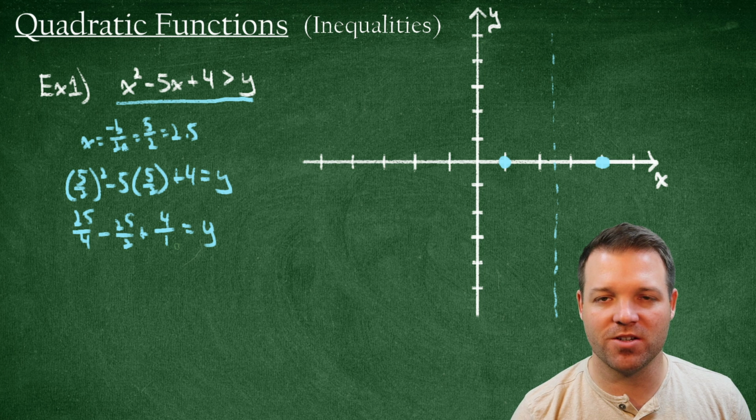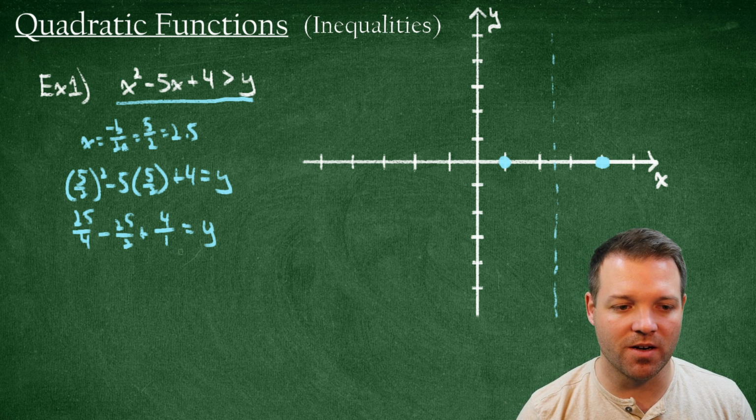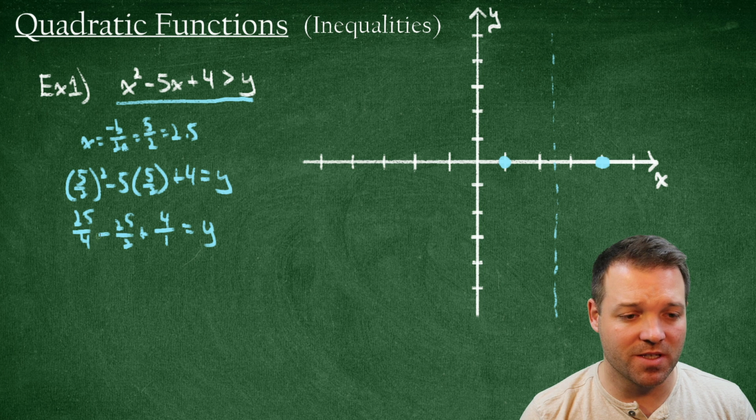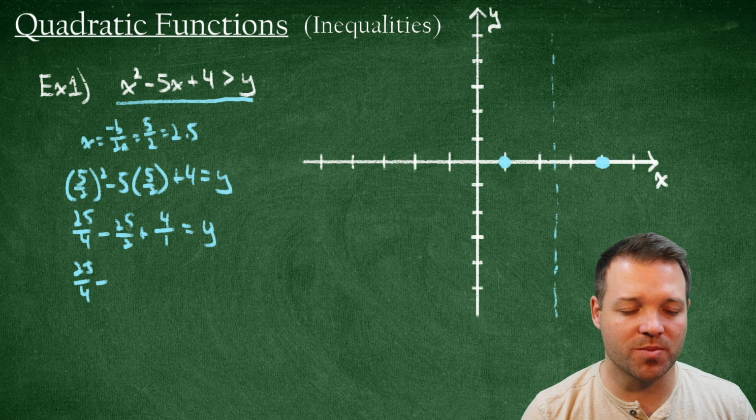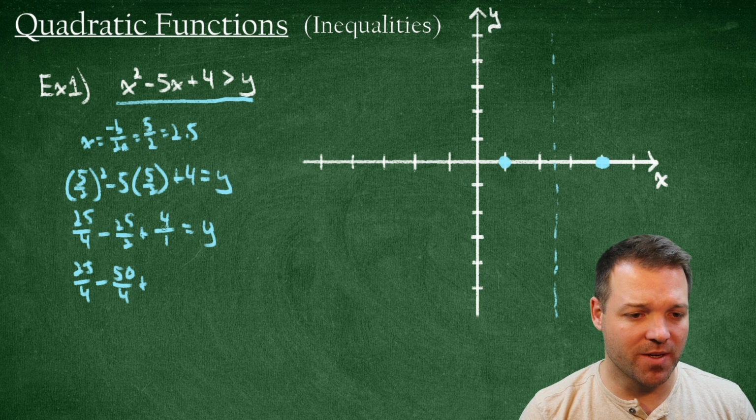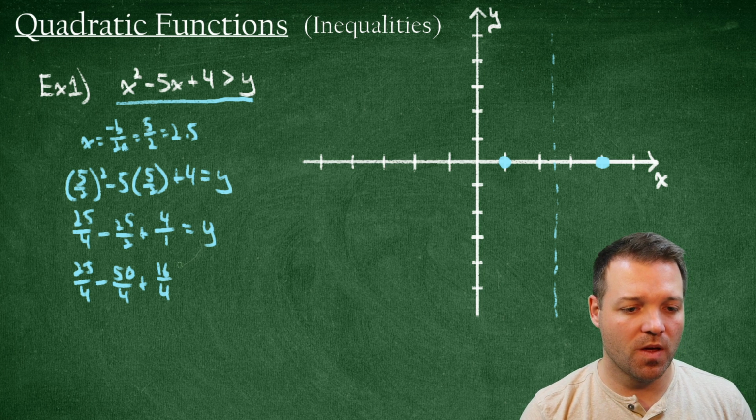So in order to add or subtract fractions, we have to have a common denominator, which means that my common denominator between 4, 2, and 1 is going to be 4. So this one is all good. So I have 25 over 4 minus, now I have to multiply top and bottom by 2. So that's going to be minus 50 over 4. Plus, and I'm going to multiply top and bottom by 4, or 16 over 4.